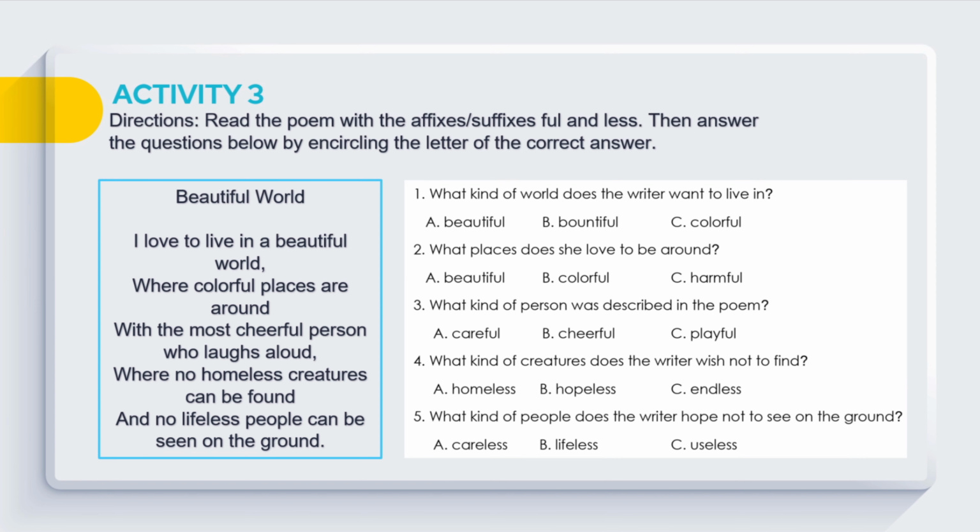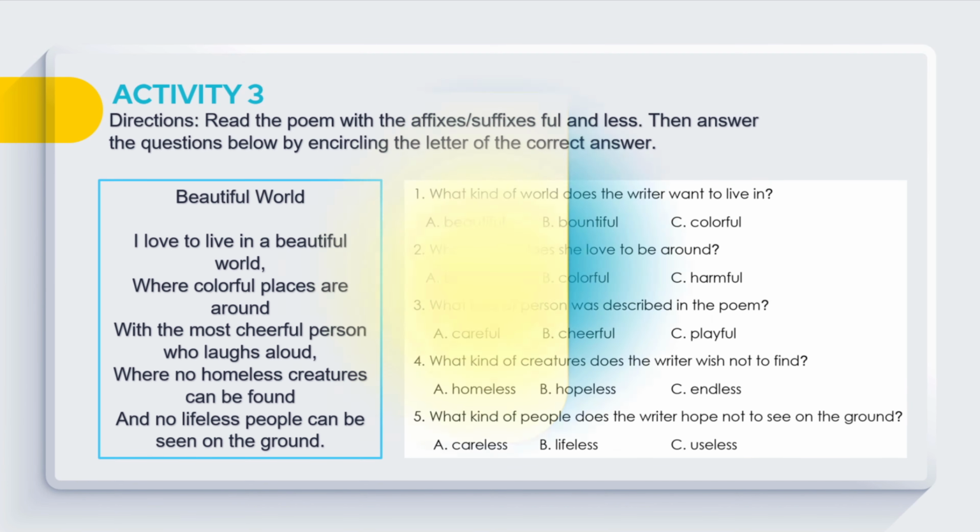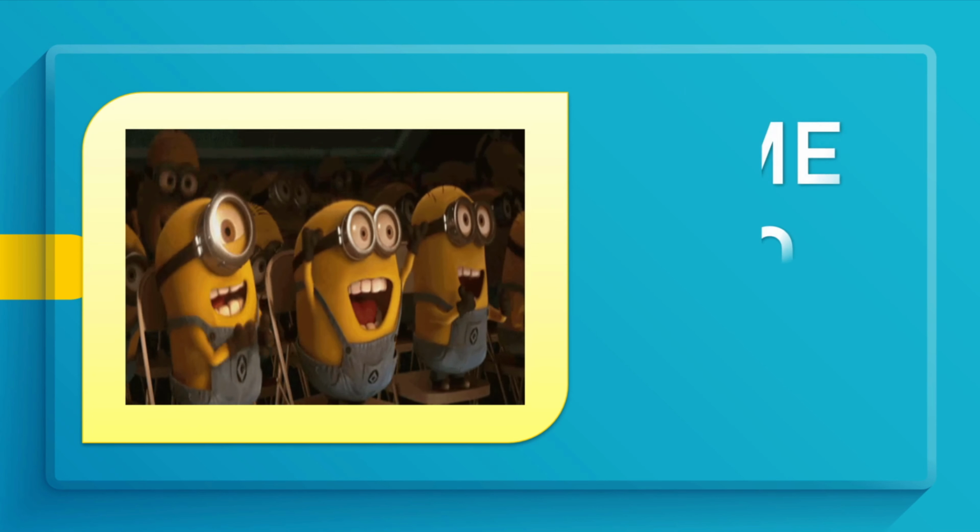4. What kind of creatures does the writer wish not to find? A. Homeless. B. Hopeless. C. Endless. 5. What kind of people does the writer hope not to see on the ground? A. Careless. B. Lifeless. C. Useless. Your timer starts now. Time to check.